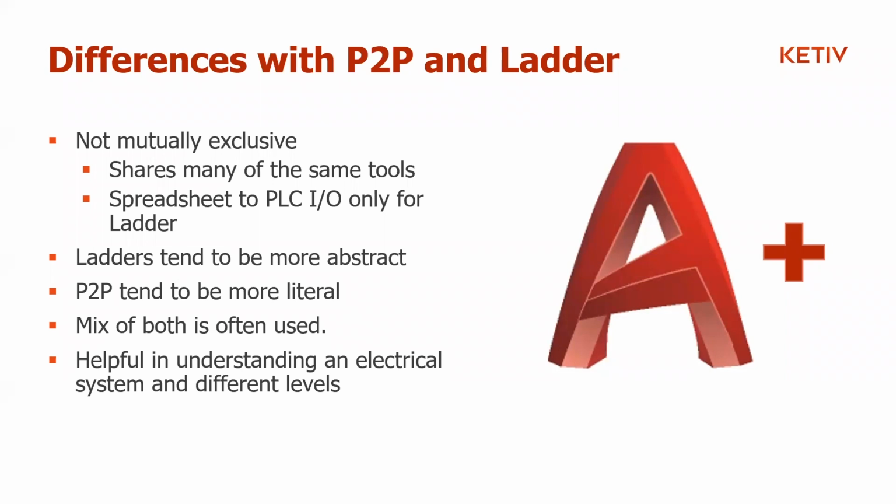So if you're worried about switching over and not having the full functionality, you shouldn't need to worry about that unless you do some of the spreadsheet to PLC I/O. That said, oftentimes most projects use a mix of both in the first place, and so there's no reason why you would decide to use ladder on a project and then just exclude point to point entirely. You could use a mix of both and present them as you need to.